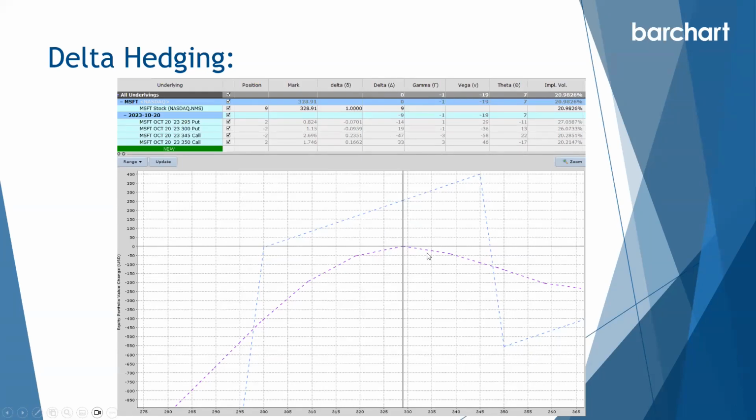That's this purple line here. We call that a T plus 0 line. It basically just means how does the trade look as of today, or trade date plus 0 days. And then the blue line is the profit and loss of the trade at expiration.